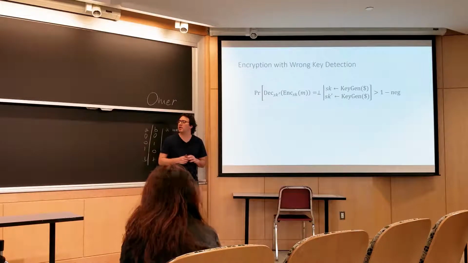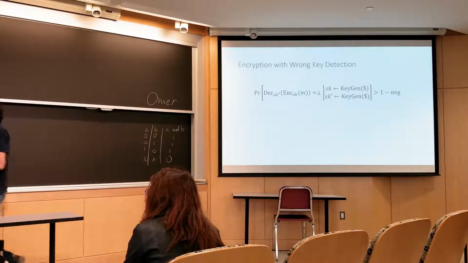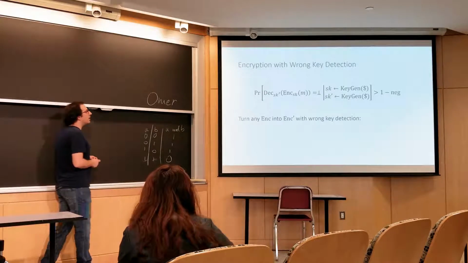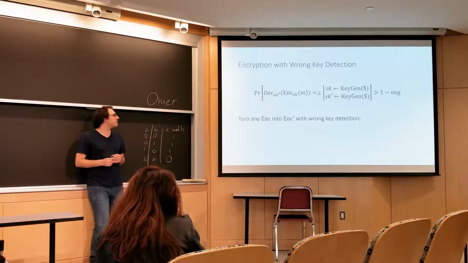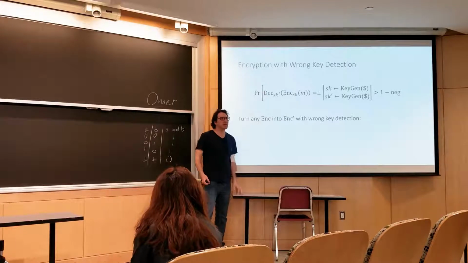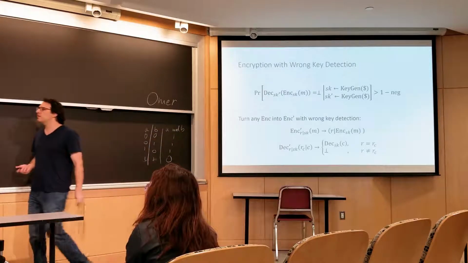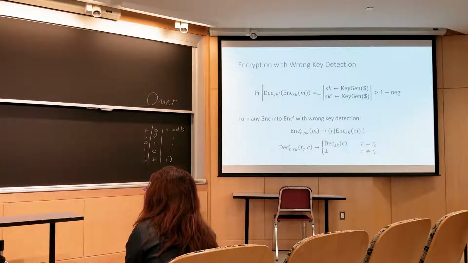The property that we want is that if you sample 2 encryption keys for the encryption scheme, and you try to encrypt with one and decrypt with the other, almost with probability 1, you're going to get an error, the value bottom. This is not a lot to ask. Turns out that you can take any symmetric encryption scheme and turn it into a new encryption scheme that has this property of wrong key detection. I'm not going to go into the details, but it's really simple. You can do it in many different ways.